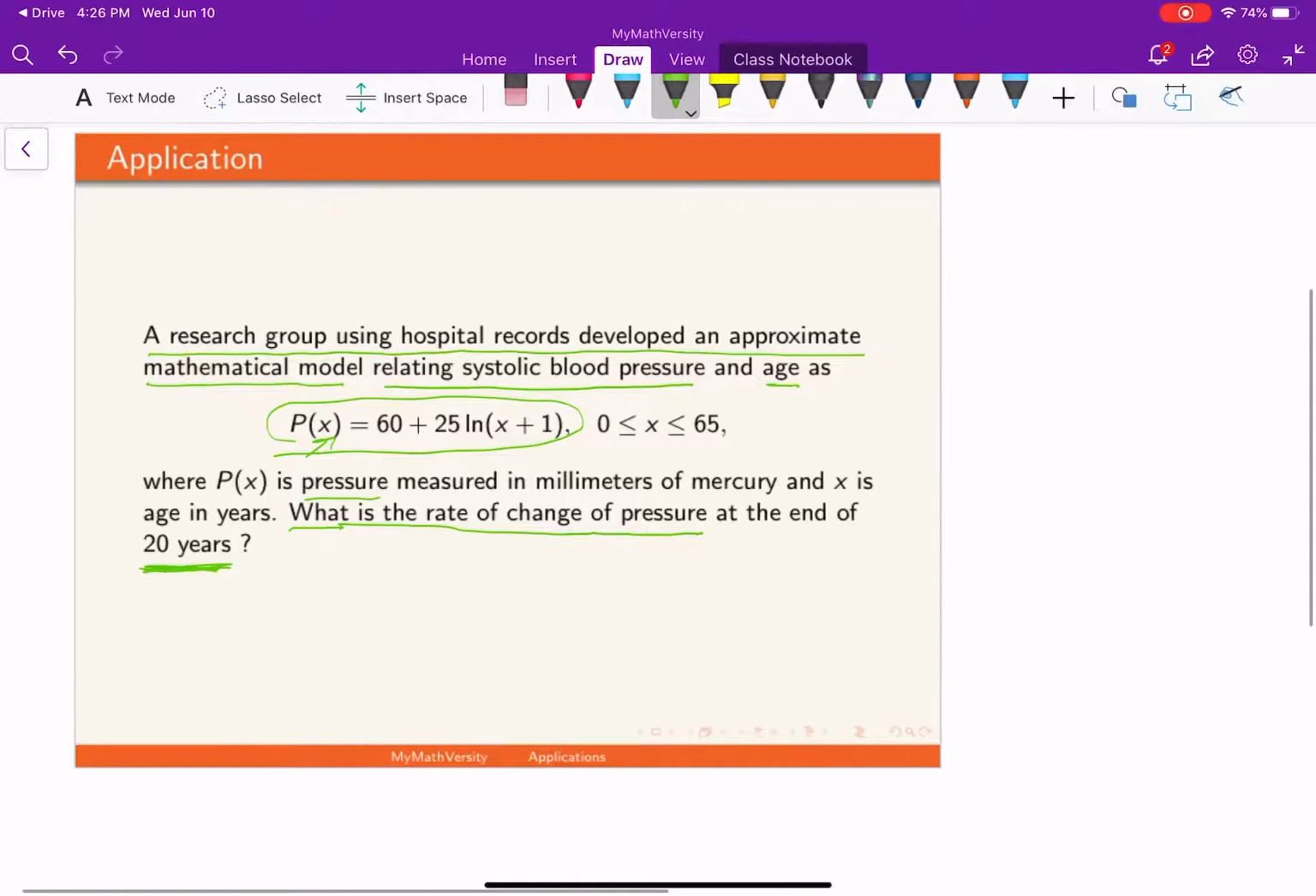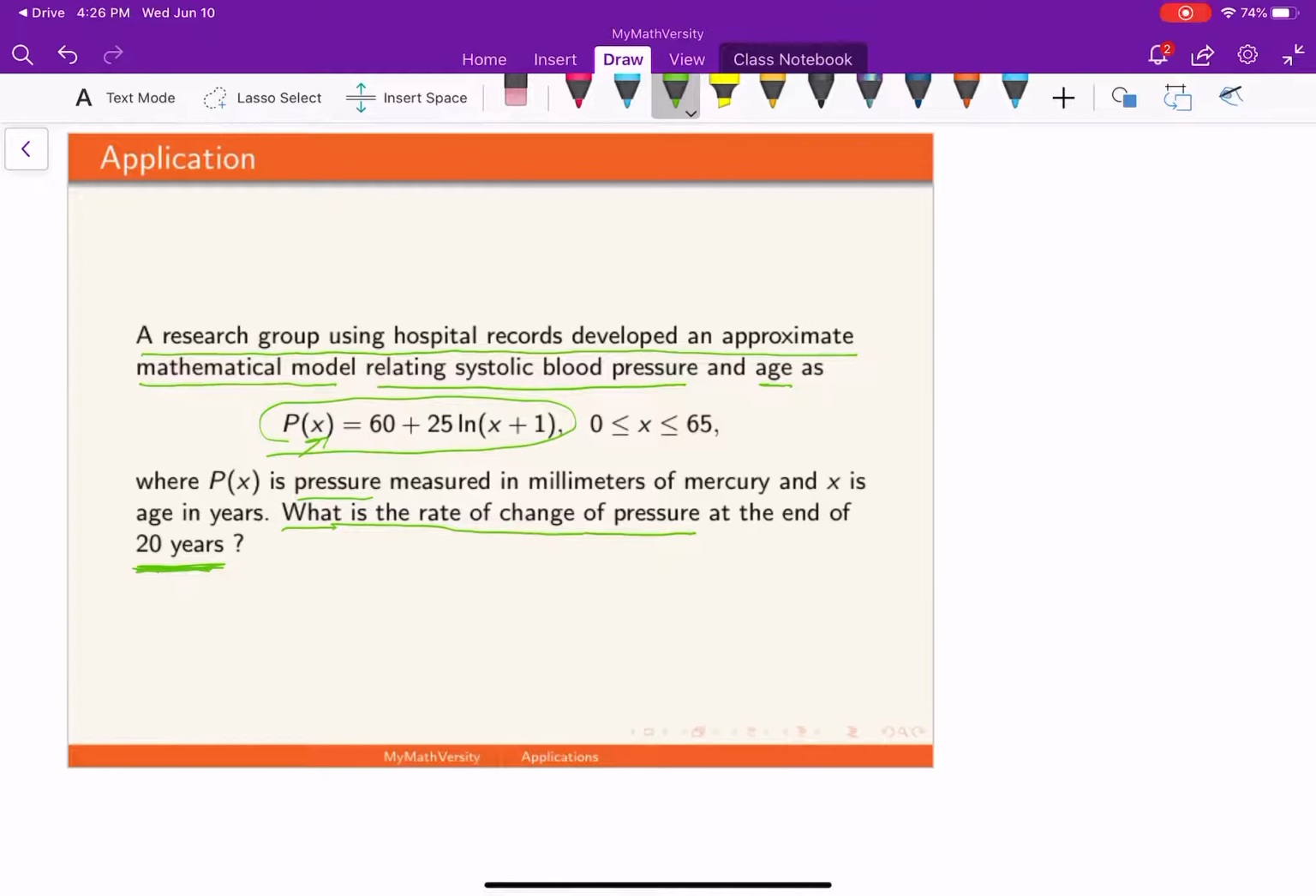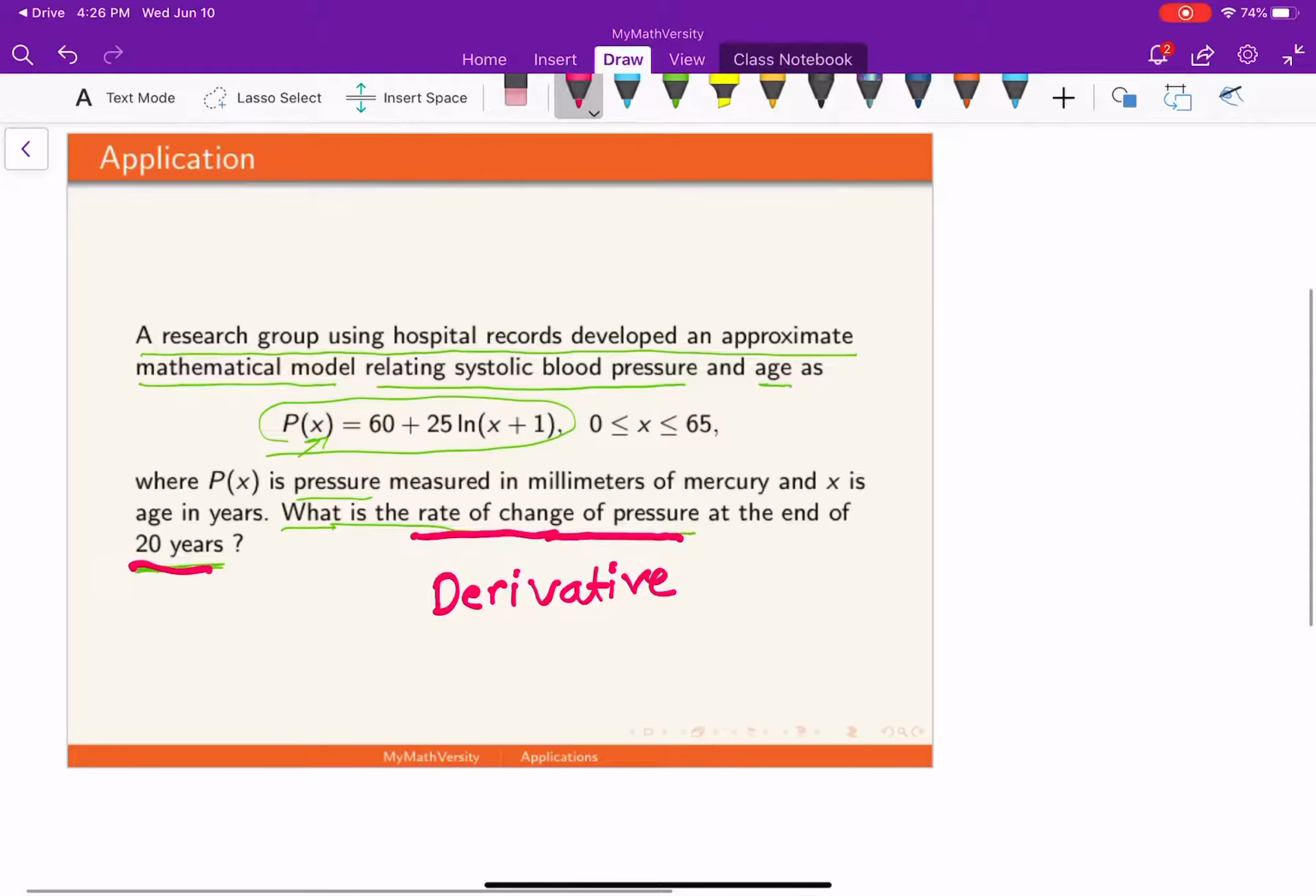So how do you find that? We know that in calculus we try to find the rate of change of a function by using the derivative, right? So we need to find the derivative. So it looks like our goal is to find the derivative of the pressure at 20. Okay, that's nice. So we just extract the information. So if that is the case, let's try to write down the given information.